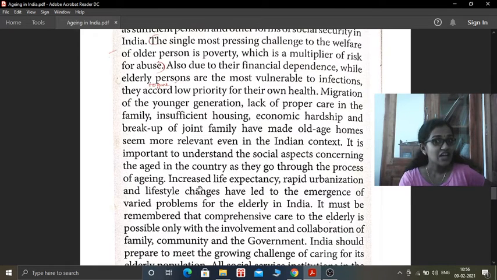Due to their financial dependence, while elderly persons are the most vulnerable to infections, they accord low priority to their own health. So in some cases, they will say that, you are financially depending on us. So it is your responsibility to do all these house chores.